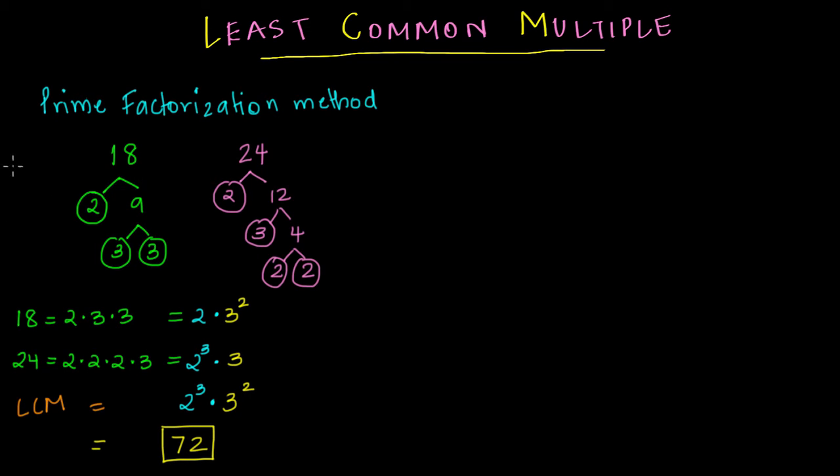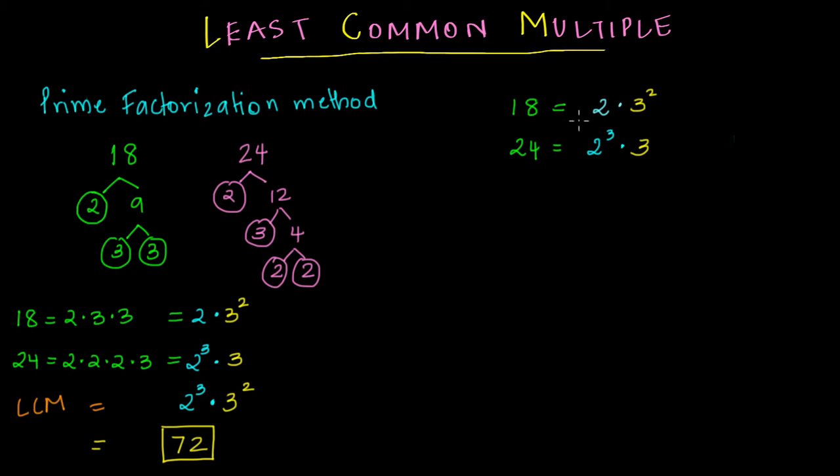Once you have done the prime factorization, you look at each of the prime factors, look for the highest power for each prime factor, and the LCM is the product of the highest power of each of the prime factors. So now let's try and do this for 3 numbers. I'm going to stay with 18, 24 and pick 60 as my third number.